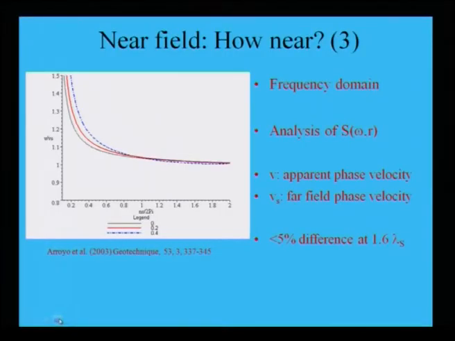Then third is your frequency domain. If I plot the velocity against frequency, V is your apparent phase velocity and Vs is your far field velocity. Now, there is less than 5% difference at 1.6 lambda s. If I plot it at 1.6, you can find that there is less than 5% difference.